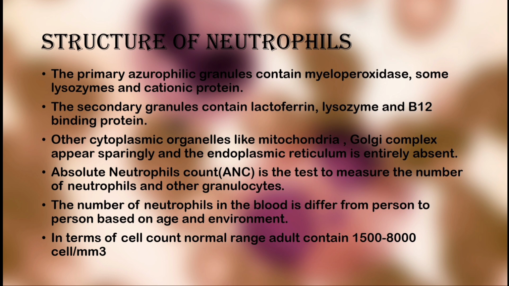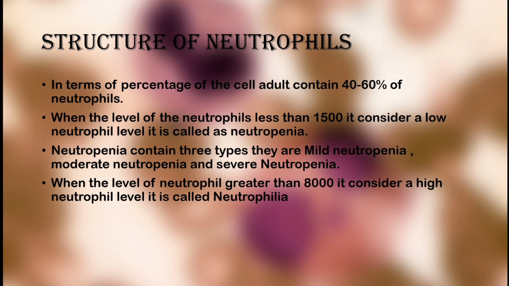Absolute neutrophil count is the test to measure the number of neutrophils and other granulocytes. The number of neutrophils in the blood differs from person to person based on age and environment. In terms of cell count, adults contain 1500 to 8000 cells. In terms of percentage, adults contain 40 to 60% neutrophils. When the level of neutrophils is less than 1500, it is considered a low neutrophil level. It is called neutropenia.